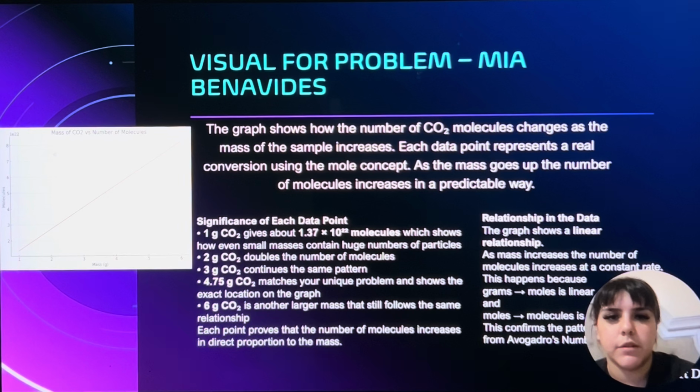4.75 grams of CO2 matches the unique problem and shows exactly where it falls on the graph. 6 grams is a larger sample that still follows the same relationship. All points show that molecules increase in direct proportion to mass. The graph is linear. As mass increases, the number of molecules increases at a constant rate. Grams to moles is linear, and moles to molecules is also linear. So the pattern matches what Avogadro's number predicts.